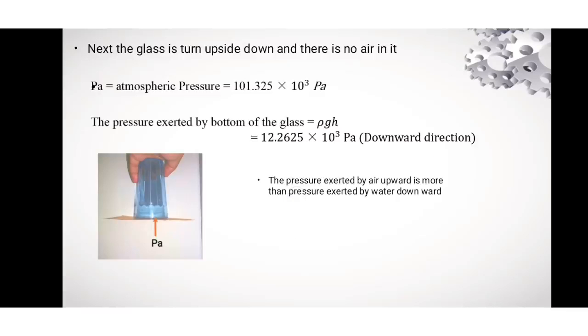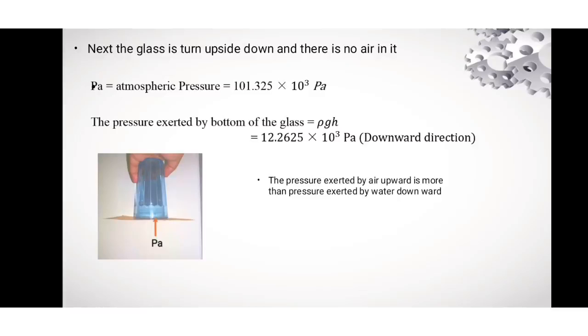Next, the glass is turned upside down, and there are two pressures acting in this condition. The atmospheric pressure is equal to 101.325 times 10 to the power of 3 Pascal, and the next pressure is the pressure exerted by the bottom of the glass, which is equal to 12.2625 times 10 to the power of 3 Pascal in downward direction.